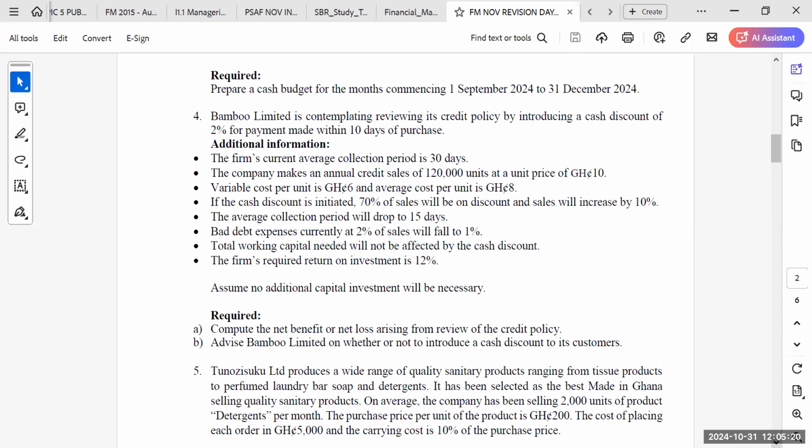Okay. So the total working capital needed will not be affected by cash discounts. The firm's required return on investment is 12%. So this one, we have to look at this particular one. This particular question is a very simple question. You can see that it's not plenty, and if you are looking at it, you can ignore it and say, oh, this is not anything. Please, don't take your time, it will overcome you. Let's come here. What is the annual sales for the entity?